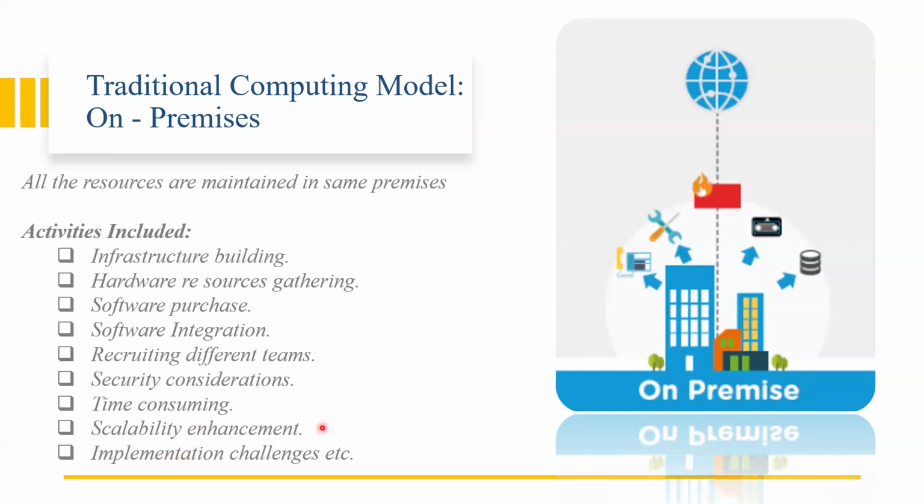And scalability, this is one of the most important things. Why is the industry moving to the cloud? Before cloud computing, on premises, the challenge is scalability. Infrastructure is one of the biggest challenges: hardware gathering, software purchasing, software integration, recruiting different teams, security, time consumption. Along with this, scalability is one of the biggest challenges in on-premises.